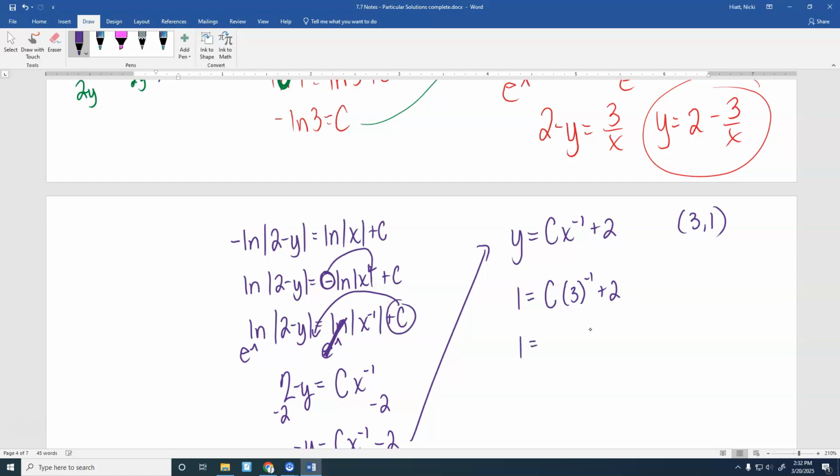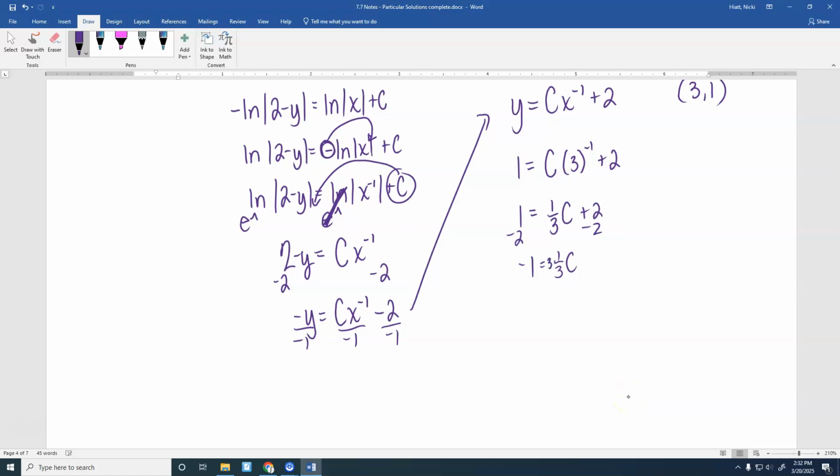So that's 1 equals 3 to the negative 1 is 1/3 c plus 2. So you can subtract that 2. Negative 1 equals 1/3 c. You could multiply by 3 on both sides. Negative 3 is your c. So y equals negative 3x to the negative 1 plus 2. Or that could also be written as y equals negative 3 over x plus 2. Which that is what we got. Well, we had it written as 2 minus 3 over x, but those are both fine.